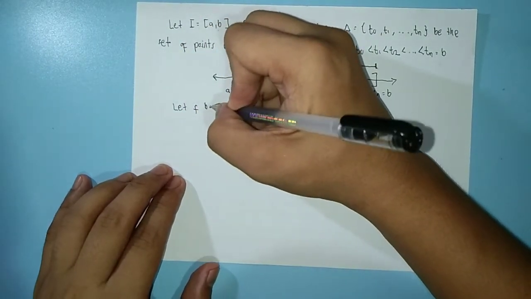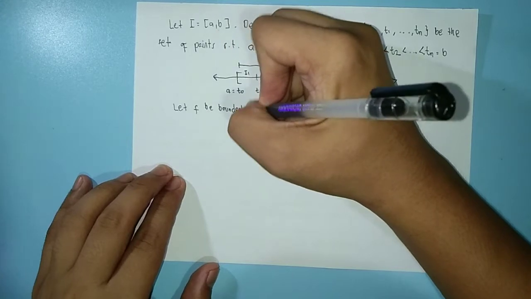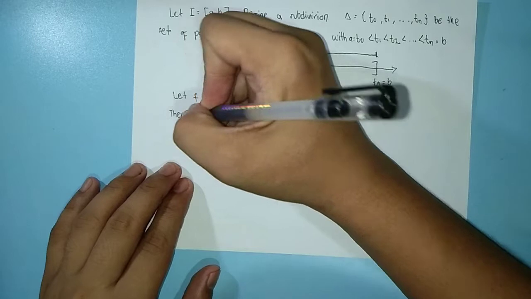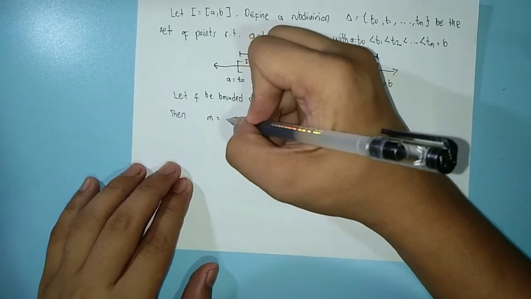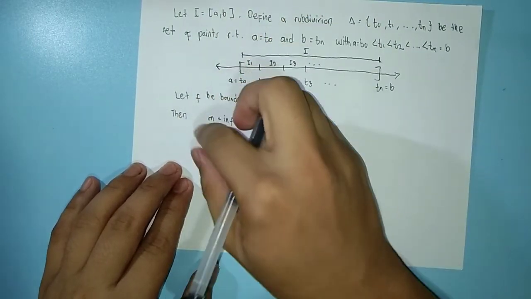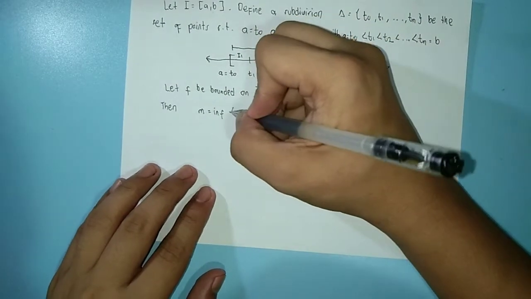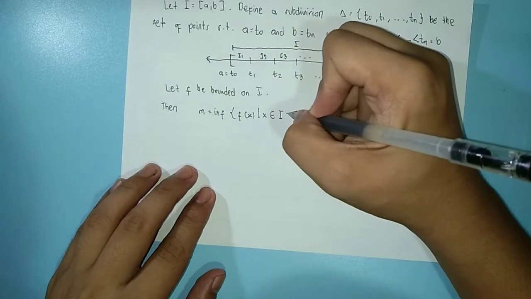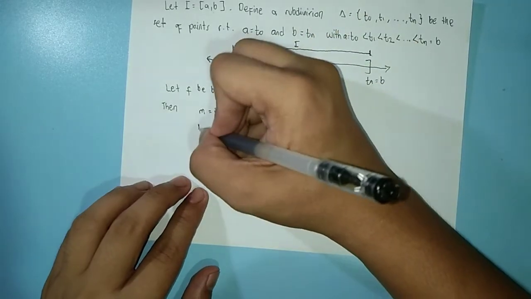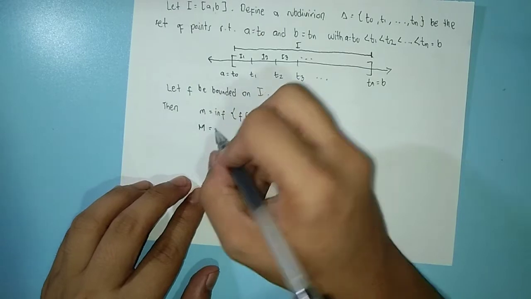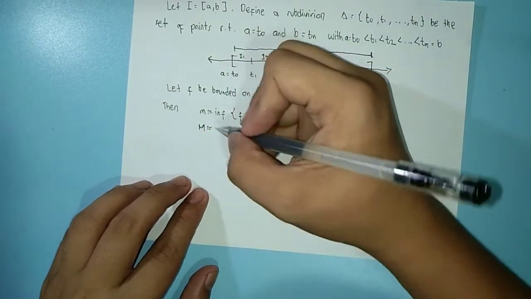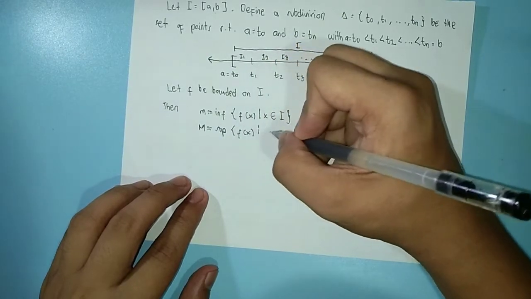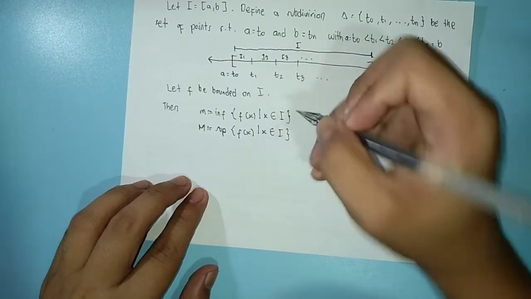Okay, now let f be bounded on I, then small m is equal to infimum. Let's define this small m to be the infimum of the set containing f of x such that x is an element of our interval. Then let's define large M to be the supremum of the set containing f of x such that x is an element of I.